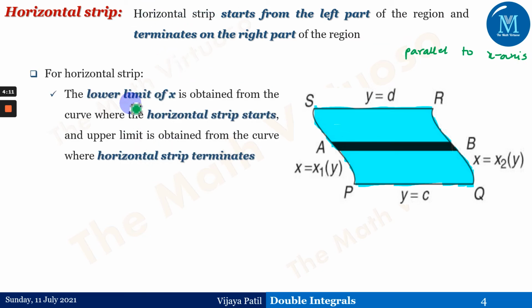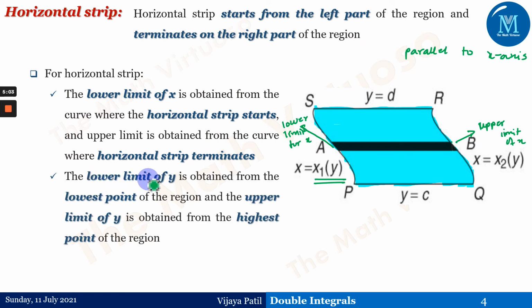For the horizontal strip, the lower limit of x is obtained from the curve where the horizontal strip starts. That means this is the lower limit of x. And the upper limit is obtained from the curve where the horizontal strip terminates. So this is the end, the curve on which the extreme of the horizontal strip is lying, and that gives the upper limit of x. If you observe here, x is x1 of y, and x is x2 of y. This is what we have seen in the first session as well.